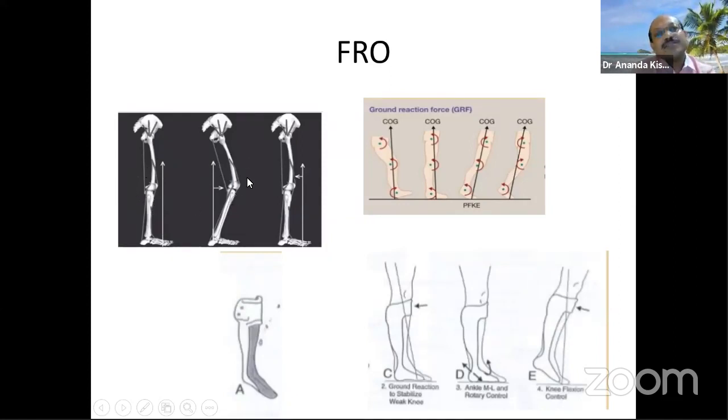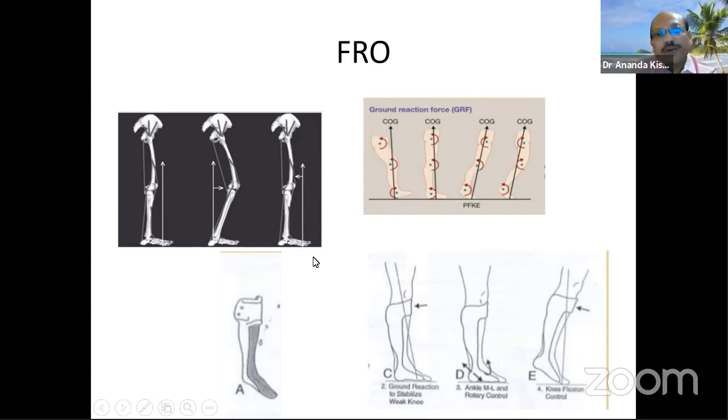But if there is some quadriceps paralysis, that means there is buckling of the knee. If the body weight is coming back of the knee, the ground reaction force is coming on the back of the knee, and that will cause further buckling. So in that case, pushing the knee from the front is the only way by which we can usually lock the knee. And that is used for the FRO.